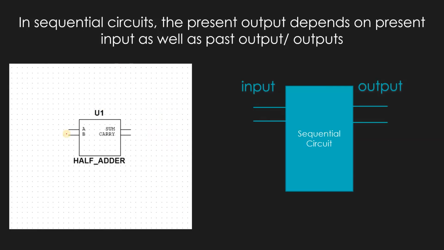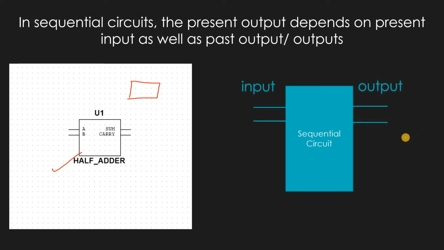Now we are going to talk about sequential circuits. So this was a combinational circuit, right? A sequential circuit is nothing but a combination of a combinational circuit along with some memory. So why did I say memory? Because we need some memory in which we can store the past output, because we are going to need that.